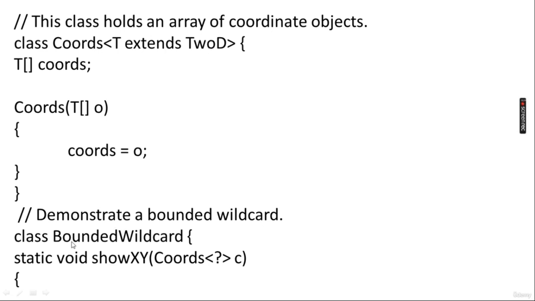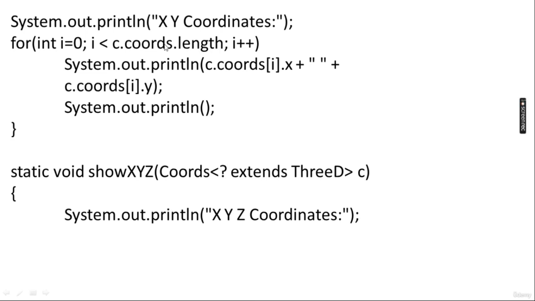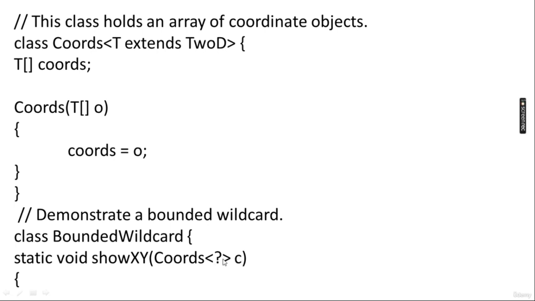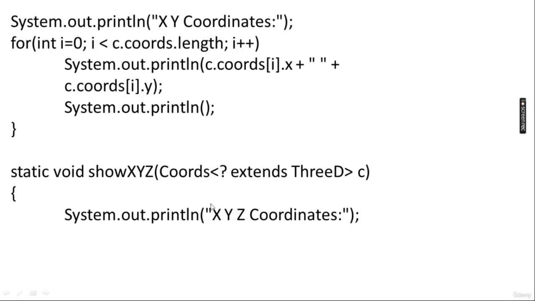Now the bounded wildcard methods. We are creating a method called showXY with Coordinates<?> c. Using c.coordinates.length, we are displaying x and y. For showXY, the upper limit is nothing, because above TwoD there is nothing. So the question mark is only there, it is not extends. It is only Coordinates<?> c. Then Coordinates<? extends ThreeD>: here the upper limit is ThreeD. This method should not be using the TwoD class. So it is question mark extends ThreeD, and the object name is c.